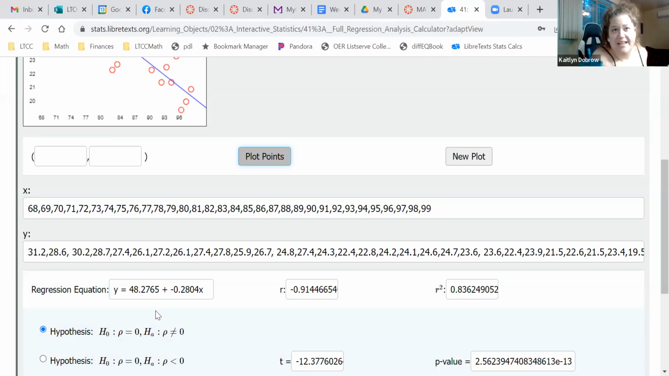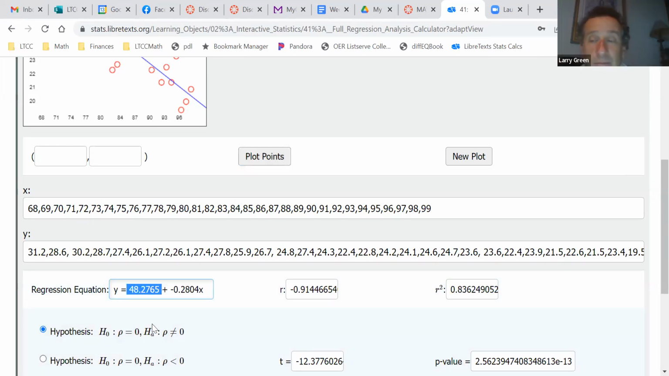I'm just gonna guess 0, maybe. No, good try though. 1? No, it's 48.2765. That makes sense, because if x is 0, y is 48.2765. And that's what y-intercept means. It's when x is 0, what is y? Any questions on that?